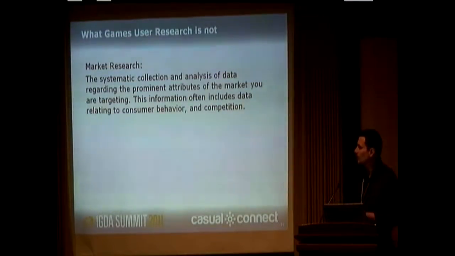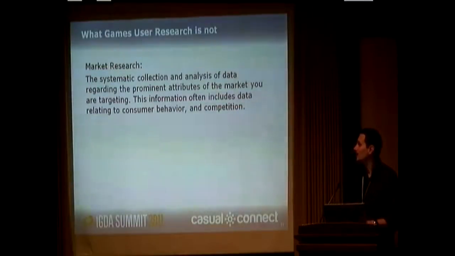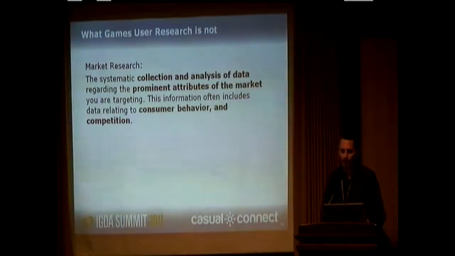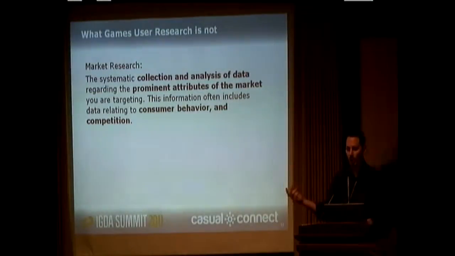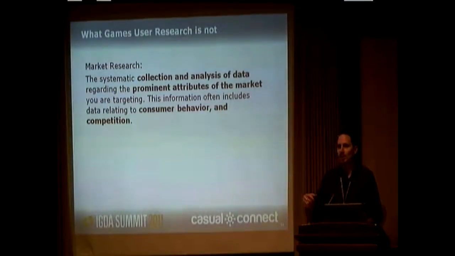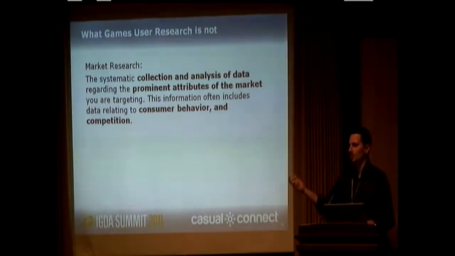Here's one definition of market research: the systematic collection and analysis of data regarding the prominent attributes of the market you are targeting. This information often includes data relating to consumer behavior and competition. So again, we have research, systematic collection, and analysis of data. But this research is on the attributes of a market, and the focus is more on consumer behavior. So the market and the consumer: how do we get someone to buy this product? What are the opportunities within a particular market for this type of consumer?